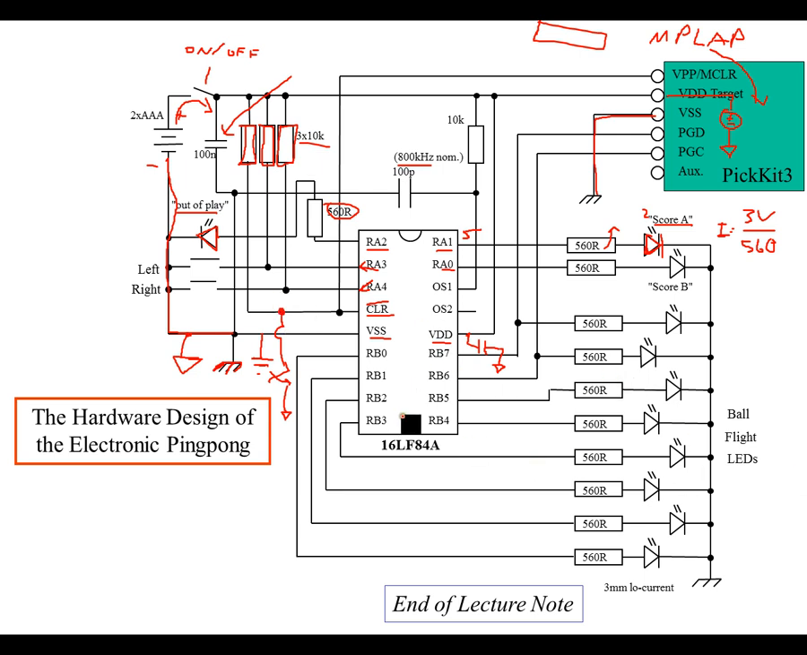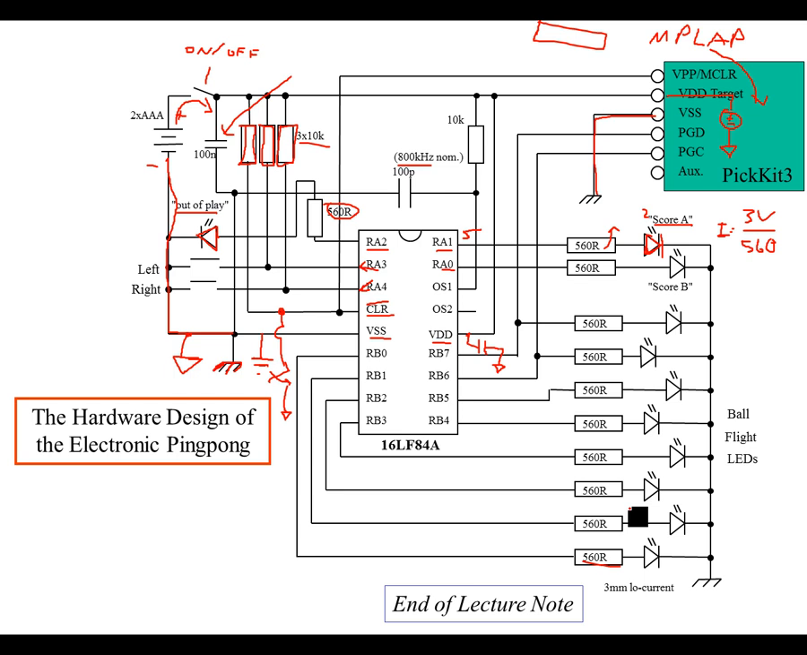The final thing we need is our ball flight LEDs, which is going to be 8 of them. We have 8 of those, so we're going to use port B, bits 0, 1, 2, 3, 4, 5, 6, and 7. And then again we have the current limiting resistor, and then we have the LED.